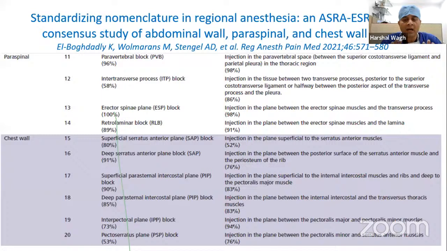Now, I know we have been thinking about these blocks in these terms, and we have Dr. Rafael Blanco to thank because he opened the Pandora's box in terms of the fascial plane blocks. But in 2021, a good consensus study came out about standardizing the nomenclature in regional anesthesia, which helped a lot, because there was confusion about which is PECS 1, which is PECS 2, which is deep serratus, which is superficial serratus. While doing the block, the students would keep asking, and even we would keep wondering: do you want to give PECS 1? Do you want to give PECS 2? Which affects what?